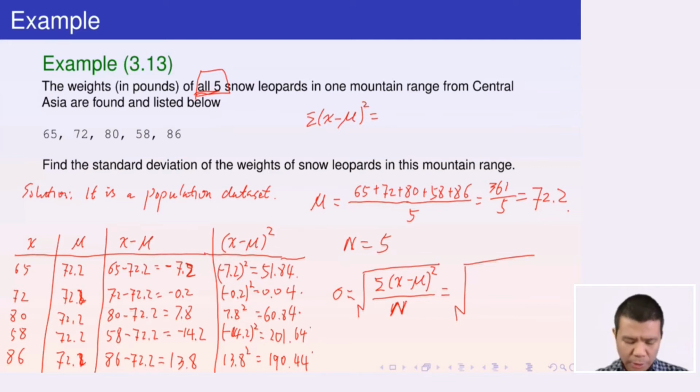51.8 plus 0.04 plus 60.84 plus 201.64 and plus 190.44. And I got this summation is 504.74.